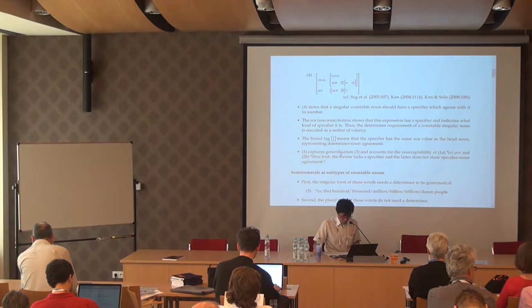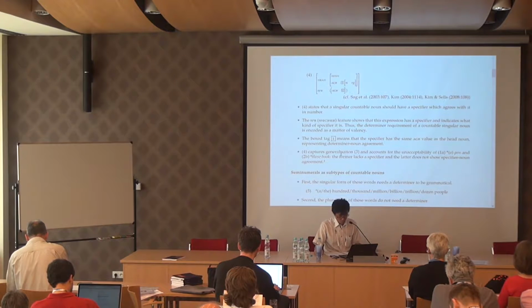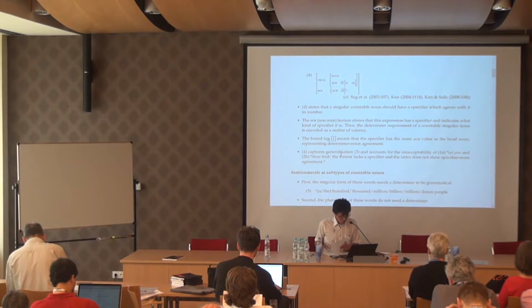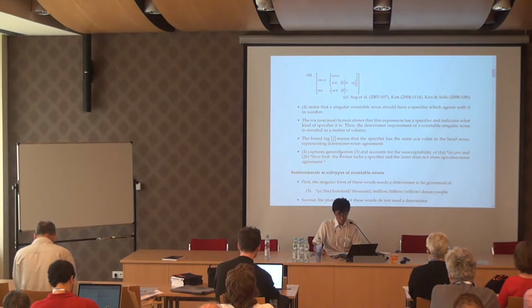In this talk, I will follow Jackendoff 1977 and call the numeral quantifiers such as dozen, hundred, thousand, billion, and million semi-numerals. Now, I will show that the semi-numerals in English are subtypes of countable nouns. First, the singular form of these words requires a determiner. Number 5 shows 100 people, 1,000 people, and so on are ungrammatical without a determiner, and they need some sort of determiner to be grammatical.